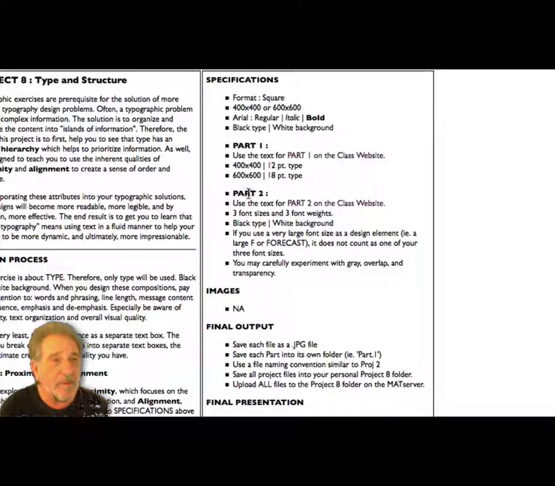So for part 2, you get to use not only regular, italic, and bold, but you can use 3 font sizes and you can use 3 font weights. The sizes and the weights are up to you. So again, it'll be black type with a white background. Again, square format. If you use a very large font as a design element, like for example, you might want to use a really large F or a really big forecast, that does not count as one of your 3 font sizes. So you still get 3 if you go with a really big graphic element. You may also carefully experiment with gray, overlap, and transparency on your type.